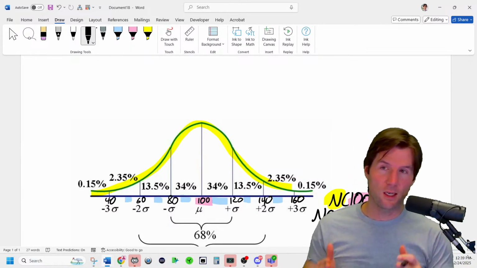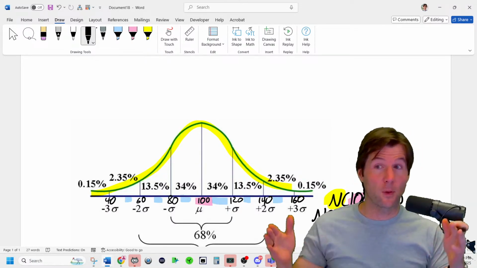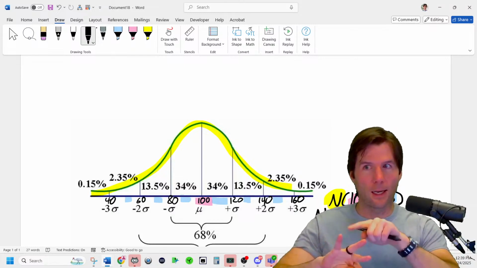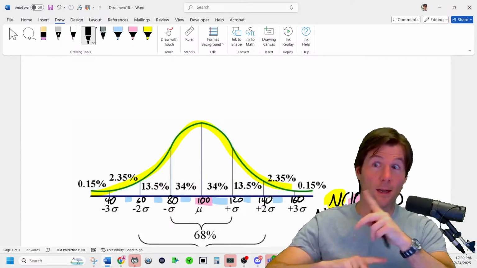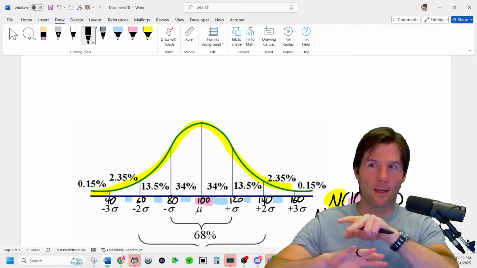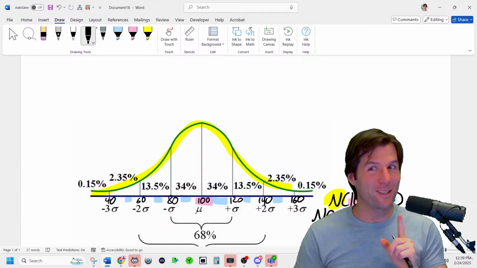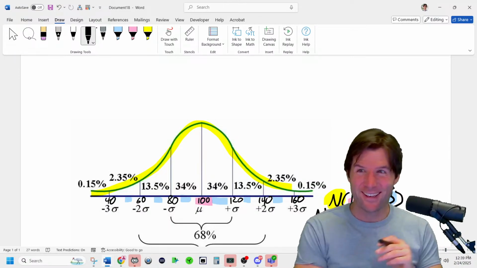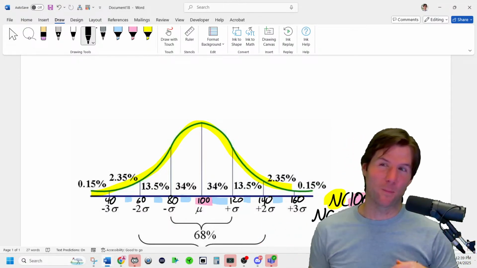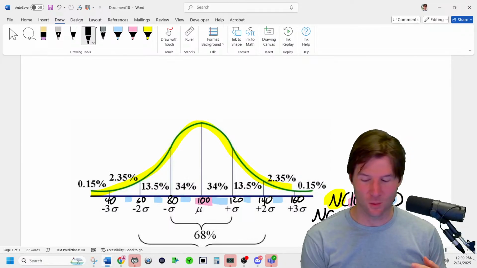It goes 68, 95, 99.7, 99.99, 99.9999, 99.999999. If you think I'm lying, double check my numbers. It keeps going, even more area, but virtually all of the area is contained within 3 standard deviations.